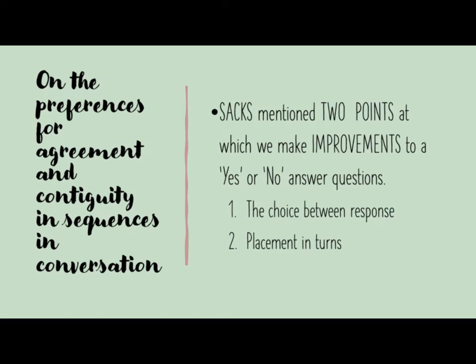In the book Lectures on Conversation, he discussed the preferences for agreement and contiguity in sequences in conversation. He mentioned two points at which we make choices in answering yes or no questions. First, the choice between response types. Second, placement in turns. He is concerned with whether there are rules for selecting between yes and no answers, and where in their respective turns the question goes and the answer goes. In his article, Sacks emphasized that what he'll be talking about involves not very complicated things, but a consideration of very, very simple things.